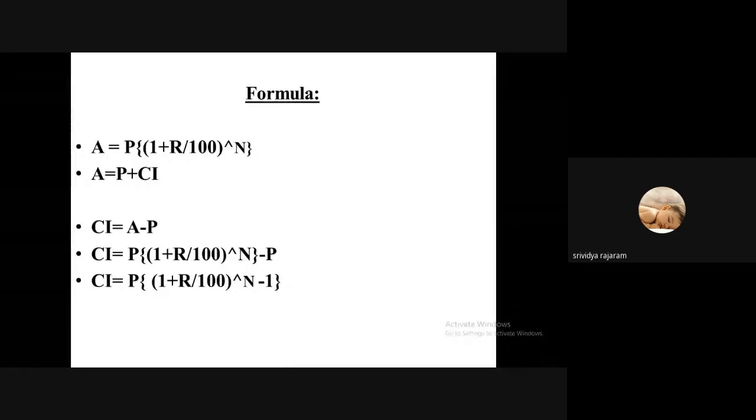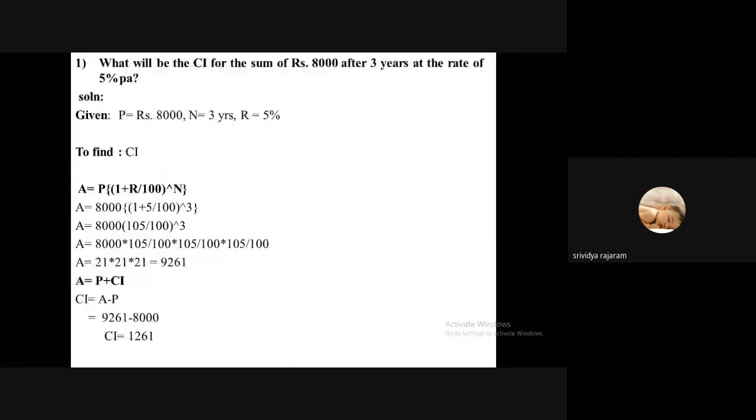The sum is, what will be the compound interest for the sum of rupees 8,000 after 3 years at the rate of 5% per annum? So it is just direct substitution. The sum of rupees 8,000 is nothing but the initial amount, the value of P. n is given in terms of years, that is 3 years, and the rate of interest is 5%. Here you can directly use the compound interest formula to calculate the value of CI, but I find the A formula is quite simple, so I am first using the A formula.